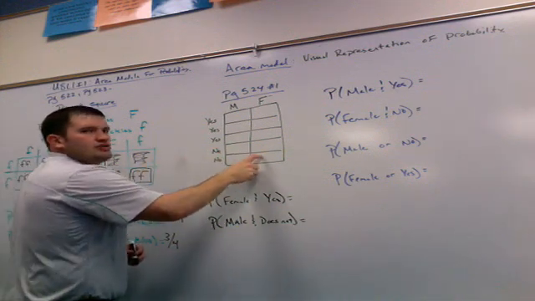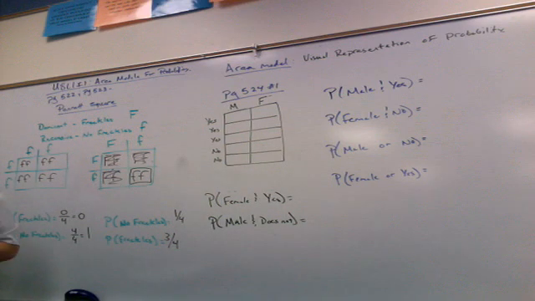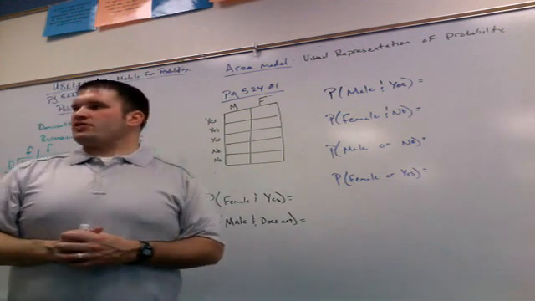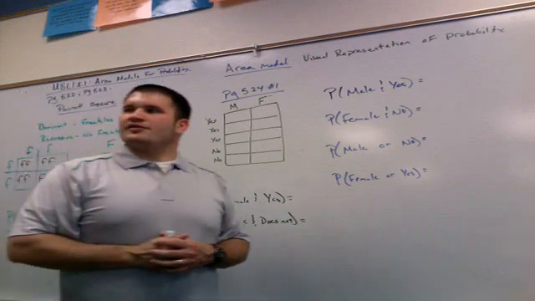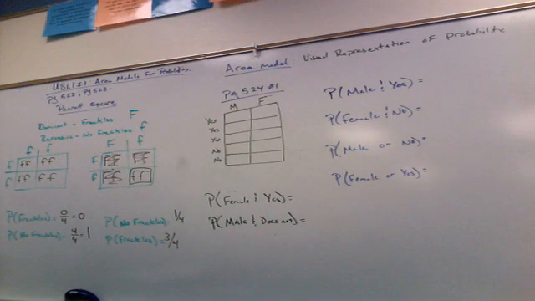Okay, count the no's and go over the whole area, right? So there's 4 no's out of 10 squares. So 4 out of 10 reduces to 2/5. Okay, Dustin, you okay? Yeah. All right. Any questions about how I can count regions to make a probability?